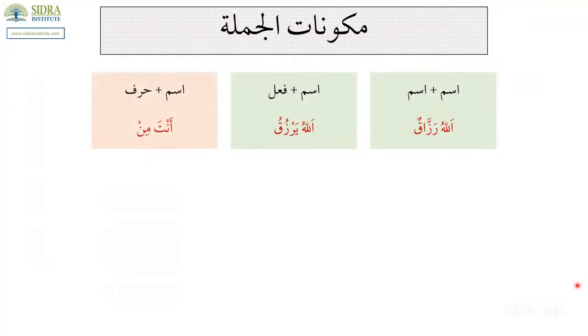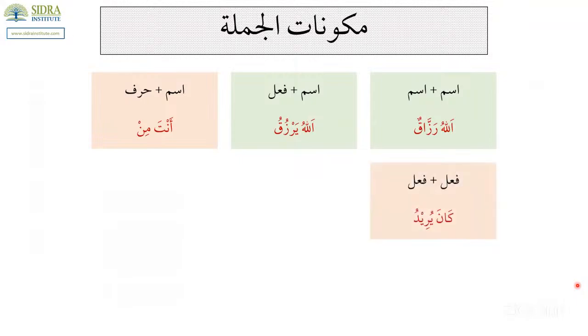Next, we have a combination of a noun and a particle. So, for example, we got anta, which is a noun. Min is a particle, which means from. So can that be complete in terms of becoming a sentence? No. So the combination of a noun and a particle results in an incomplete sentence. So these structures, we're just weighing up the possibilities.